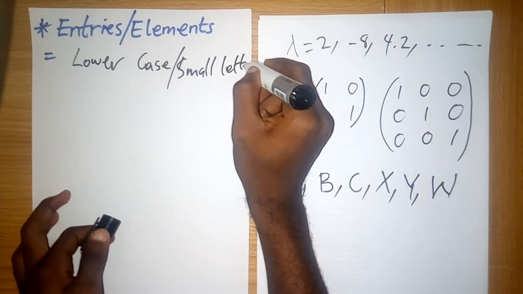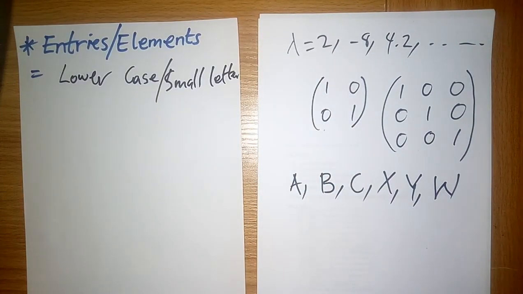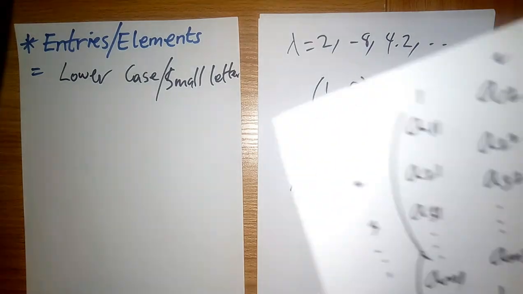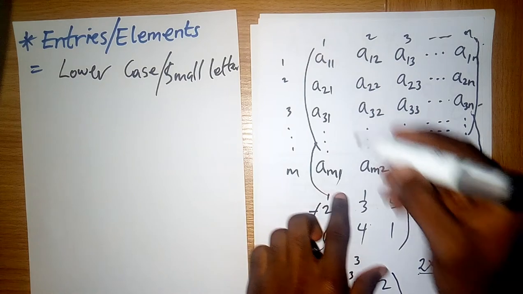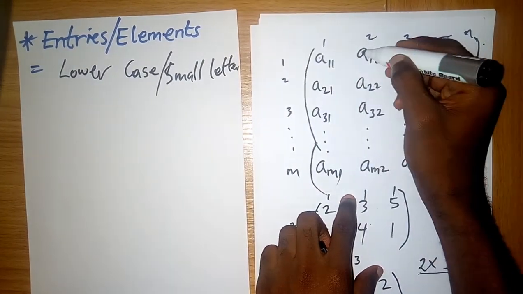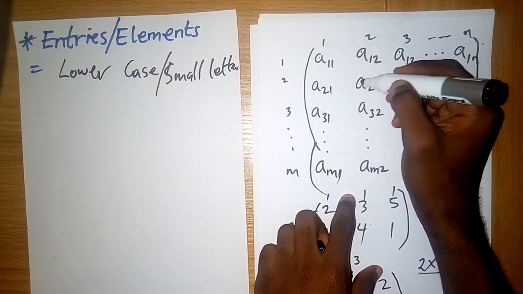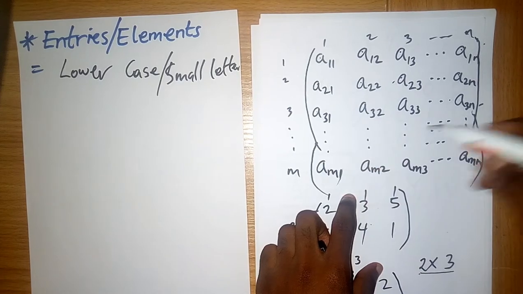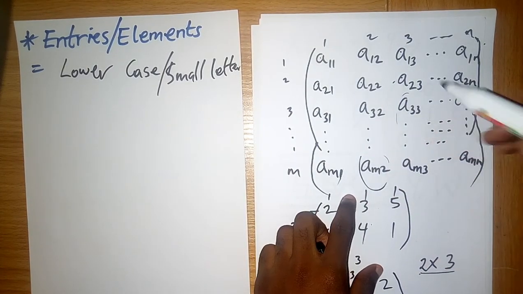Now what is an element of a matrix? If we look at the diagram we used to illustrate a matrix, an entry or element is each of these numbers in the matrix. So this is an entry in the matrix, this is also an entry, and this is also an entry in the matrix.